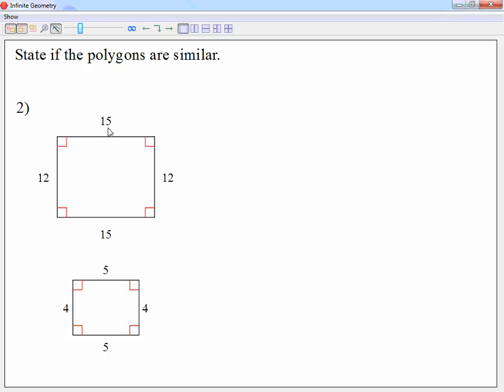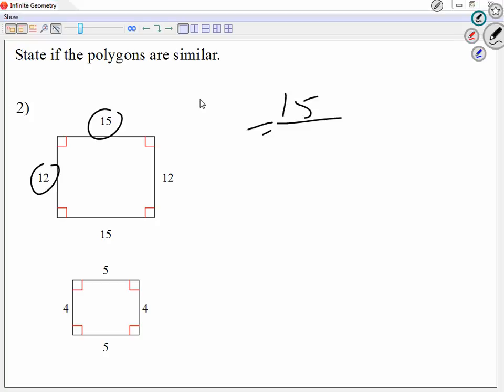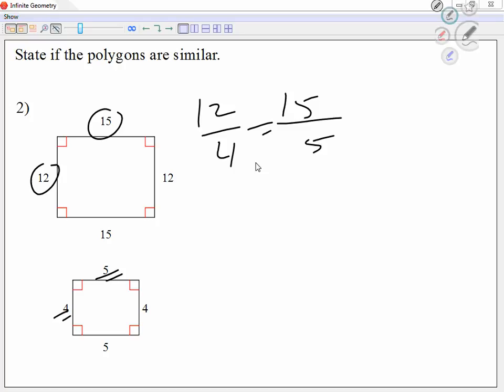If I look at the sides, one of them is 15 and 12. I write them from small to large, 15 and 12. I notice on the other side are 5 and 4. I wrote them from small to large. One way, once again, is to cross multiply. It should be the same thing on both. I'm going to simplify. 12 over 4 is the same thing as 3 over 1. 15 over 5 is the same thing as 3 over 1. So at least sides are proportional.